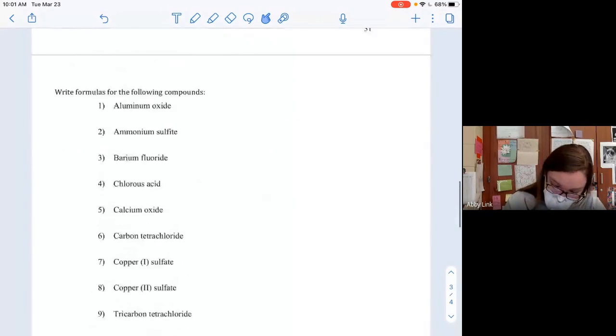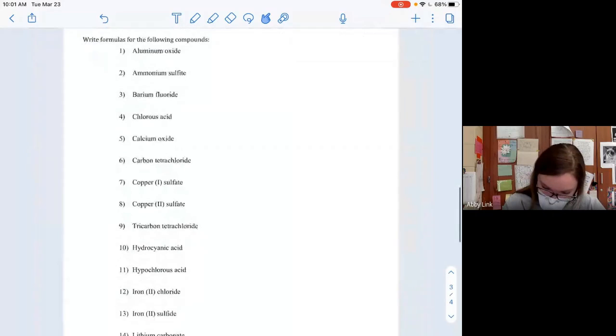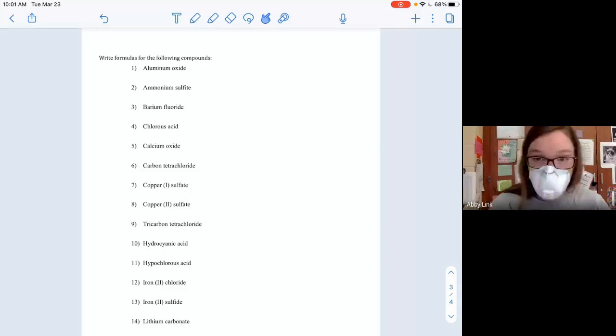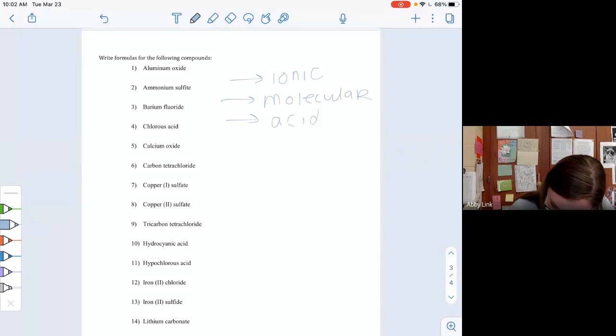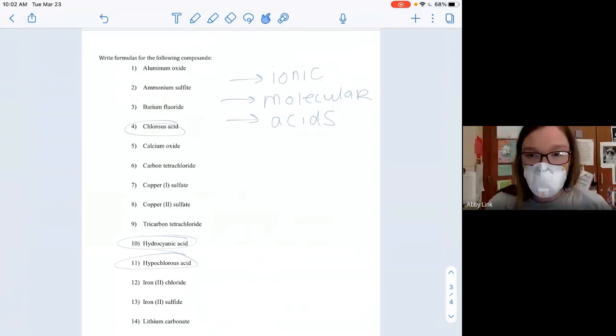Okay, third page is a little less intrusive, but it is still kind of the same idea here. You're given 14 names. They include ionic compounds, they include molecular compounds, and they include acids. I think there's only 3 acids, number 4, number 10, and number 11. On your test on Friday, I am going to keep your acids separate. They will not be intermingled with your ionic and molecular compounds. I think acids are difficult enough by themselves, so I'm going to keep them separate.